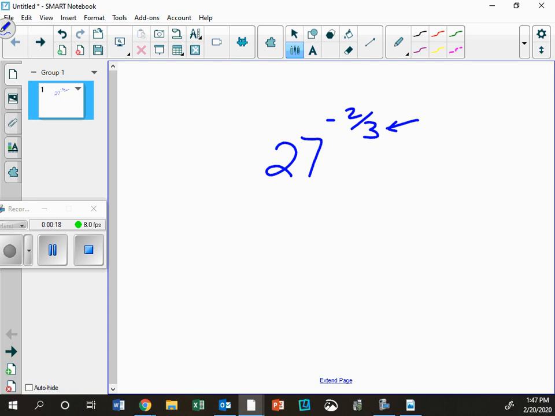That's a third root. That is squared. And what does that negative in the power do? Flips it. Would you please figure out what the answer is?